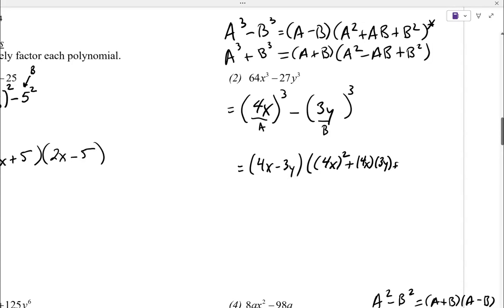And the last piece is going to be what? Yeah, the B squared, right? So it's the whole 3y squared. So again, all I'm doing is identifying the A, identifying the B. I'm taking out the A and putting the 4x in it, right? I'm taking out the B and putting a 3y in. Now we can simplify a little bit.